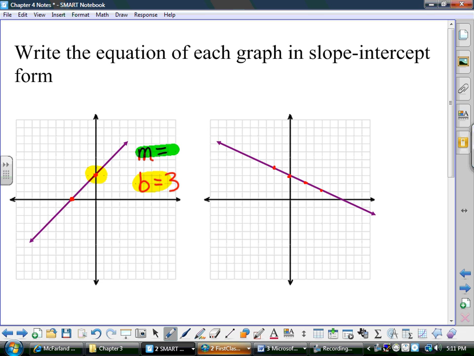The slope is how I'm going to move across this graph. They gave me 2 nice points to focus on, so I just need to figure out the rise over the run between those 2 points. Looks like it rises 1, 2, 3 and runs 1, 2, 3. So the rise over the run is 3 over 3, but that reduces to 1 whole. If the slope is 1 and the y-intercept is 3, the equation in y equals mx plus b form is y equals 1x plus 3.